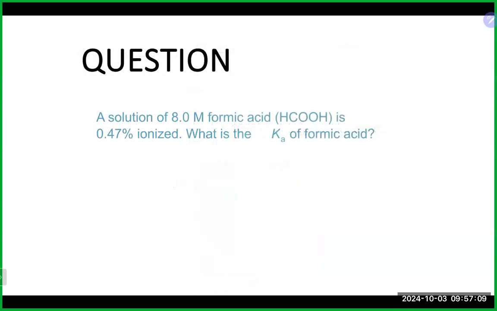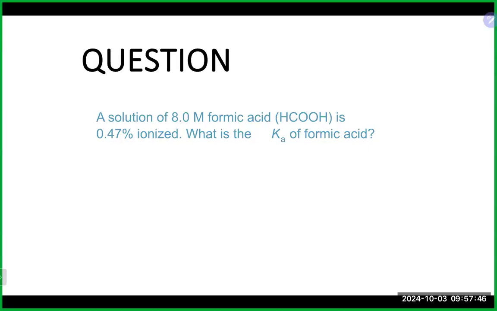So let's take a look at this one here. We have a solution of 8 molar formic acid, and it is 0.47% ionized. We're looking for what the Ka value is for formic acid. One thing we know for sure is that if we're looking for a Ka value, formic acid should be a weak acid, right? So that helps us understand how we should approach this, which is maybe we should do some type of ice table.